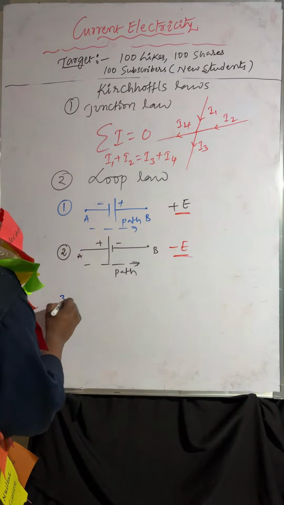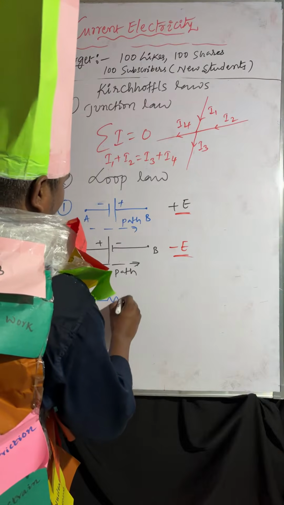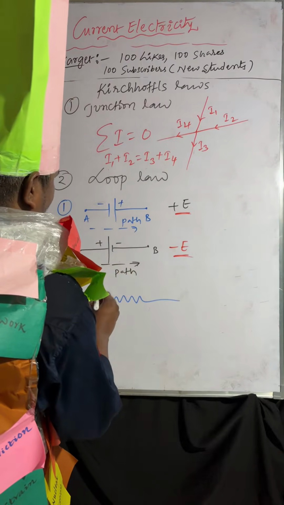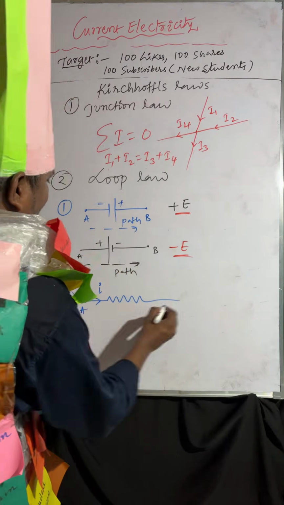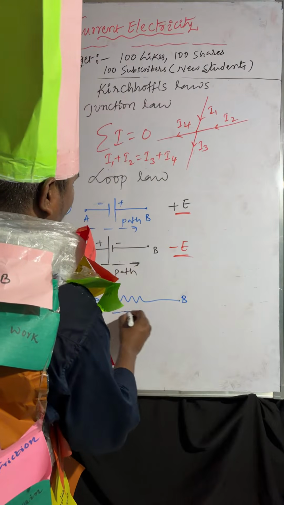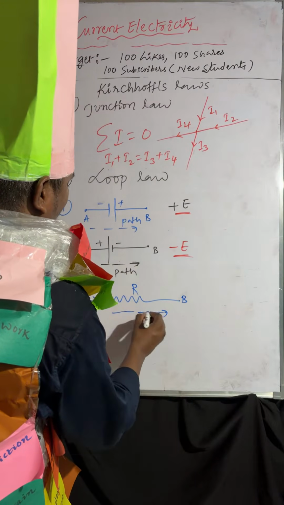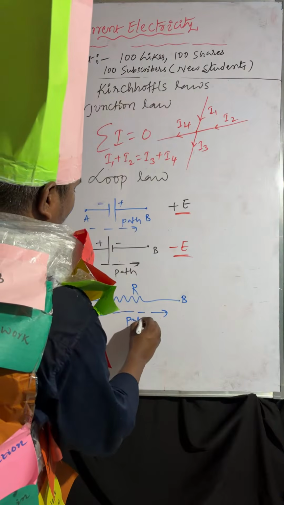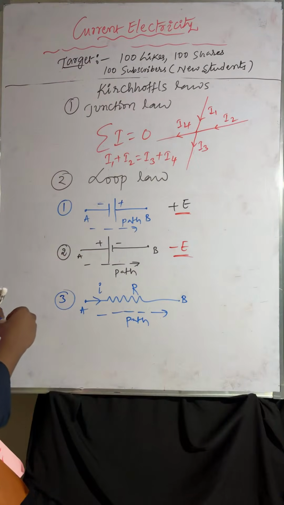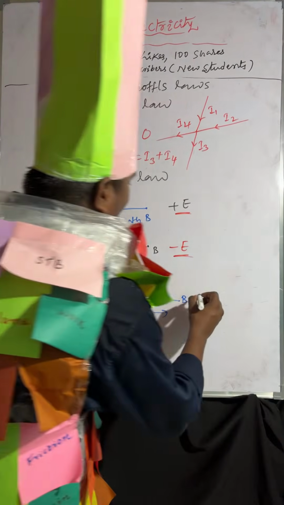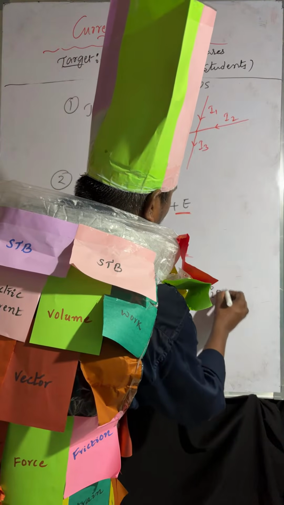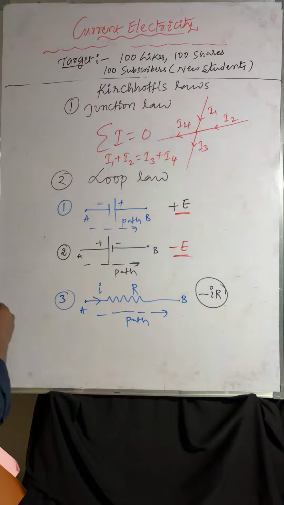Coming to the next one, the third one, resistor. This is the current, point A and point B, and you are moving along the path. This is R, this is the path. If you are moving along the current direction, the voltage drop is there, so that is negative IR.